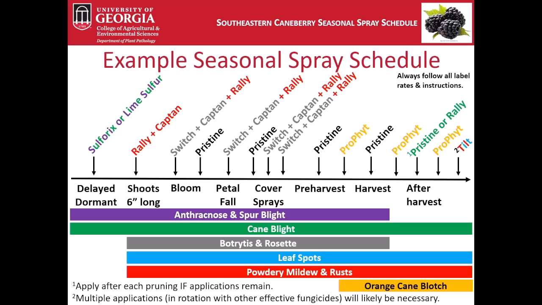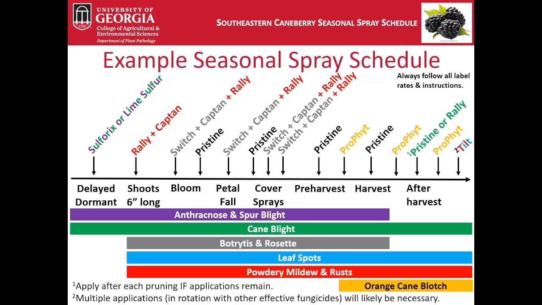About late April in South Georgia through early August is the time period where the orange cane blotch algae is moving from floricanes to the new primocanes. And so applications of Prophyte targeting that disease during this time period can be very effective at reducing problems with orange cane blotch. Cane blight often is thought of as a wound pathogen, and of course blackberries are wounded often through pruning and other practices.